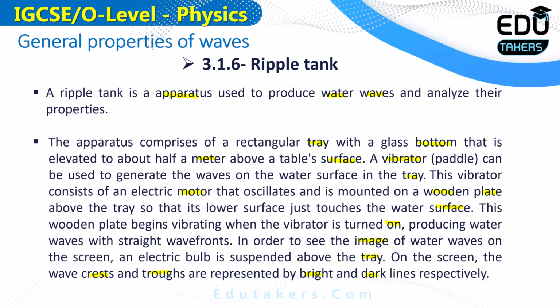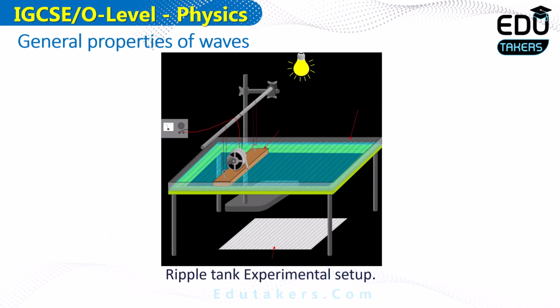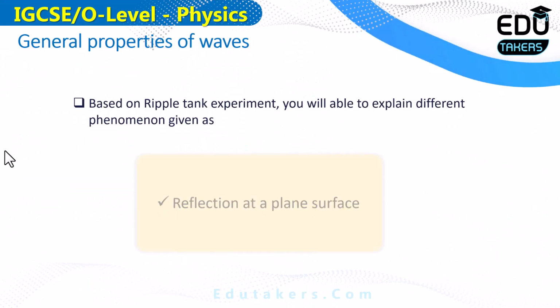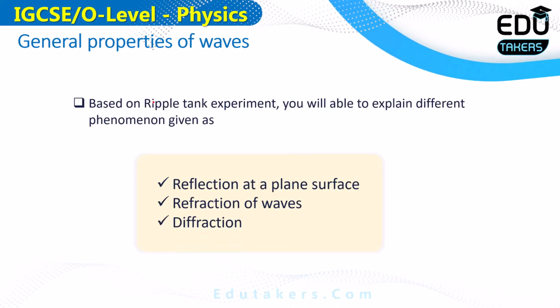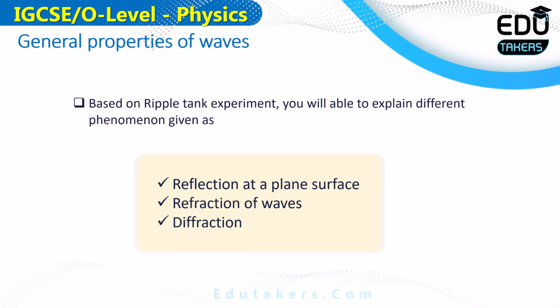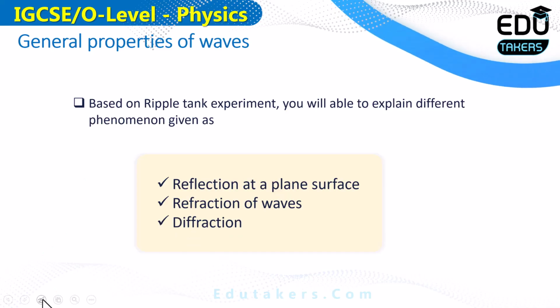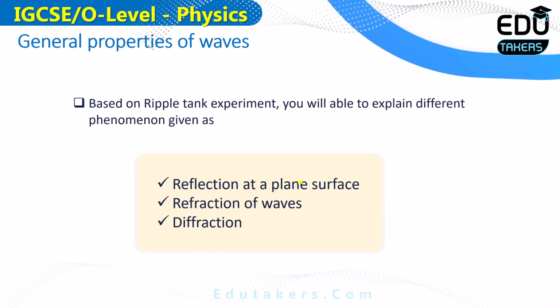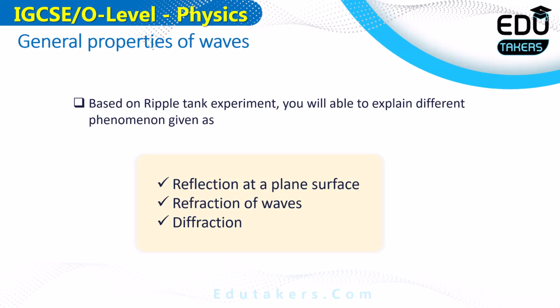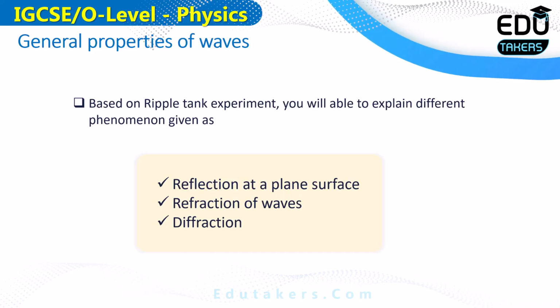Now we will see how we can analyze the water waves. Based on the ripple tank experiment, there are basically three very important phenomena. First of all, here is the reflection at the plane surface. Let's say you take any barrier, and you will see how the water waves are reflected here in the reflection at the plane surface.